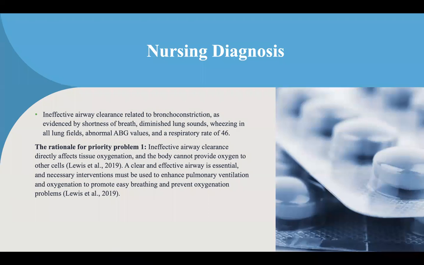The rationale for priority problem is that an ineffective airway clearance directly affects tissue oxygenation, and the body cannot provide oxygen to other cells. A clear and effective airway is essential, and necessary intervention must be used to enhance pulmonary ventilation and oxygenation to promote easy breathing and prevent oxygenation problems.